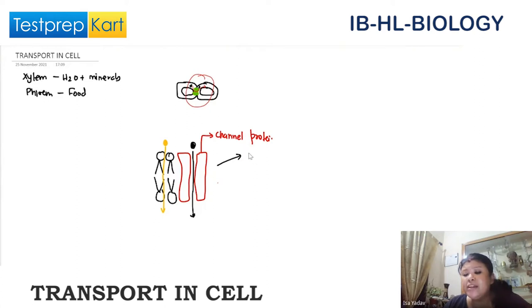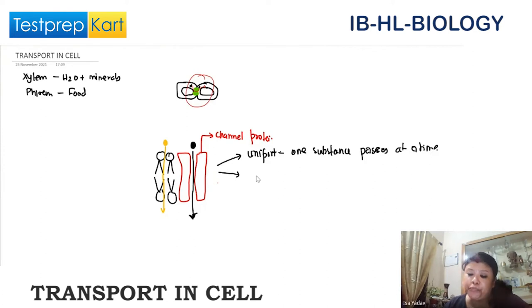We call the first one uniport. In uniport, you can see that only one substance passes at a time. In uniport there is only one substance, in whichever direction, but only one.